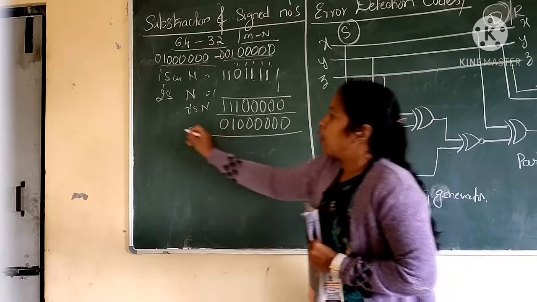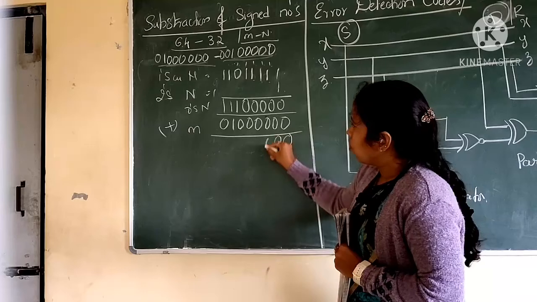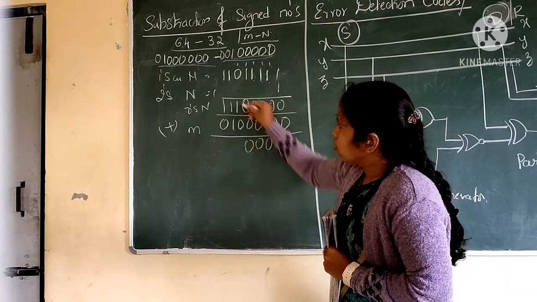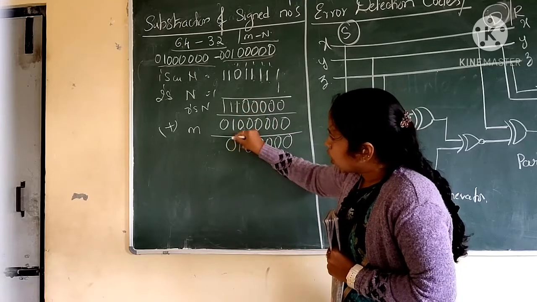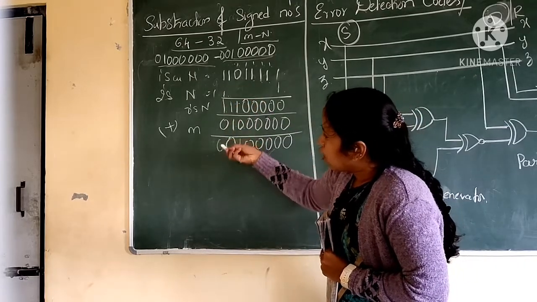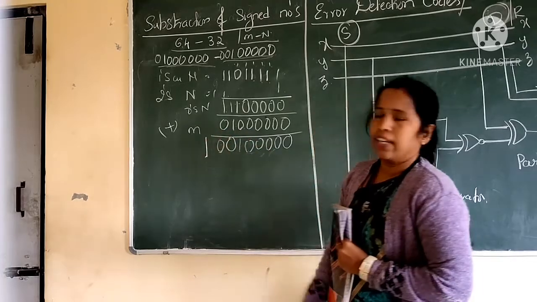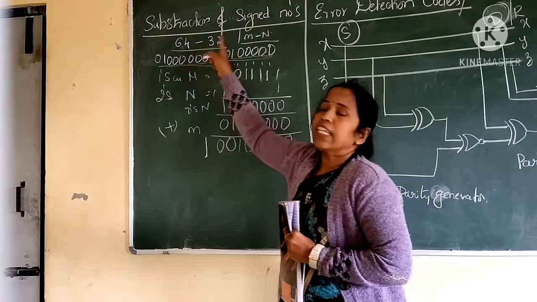So both I should add. Now in this case 0 plus 0 is 1 at the first position. 1 plus 1 is 0 with carry 1. Again 1 plus 1 is 0 with carry 1. Same as the previous case, I told you M is greater than N.